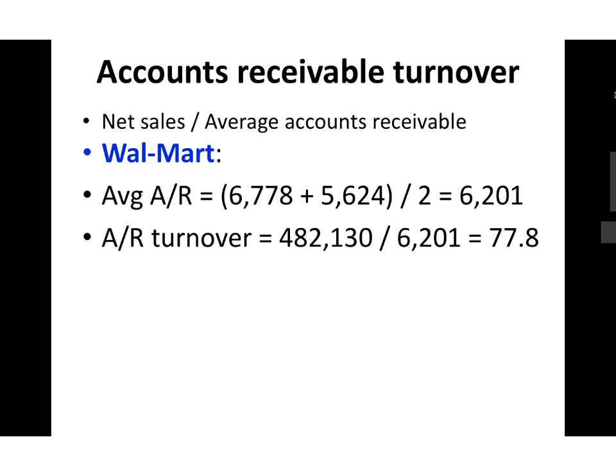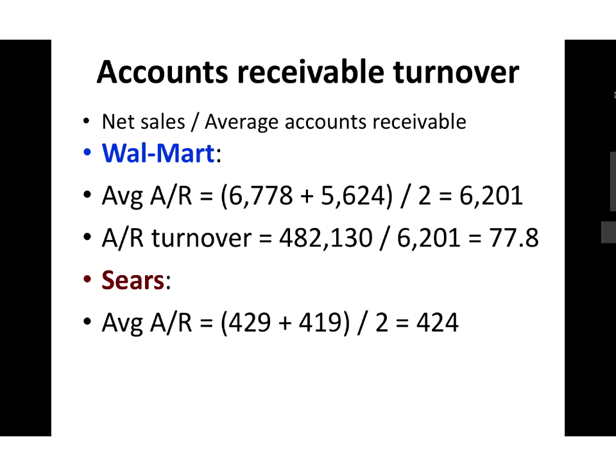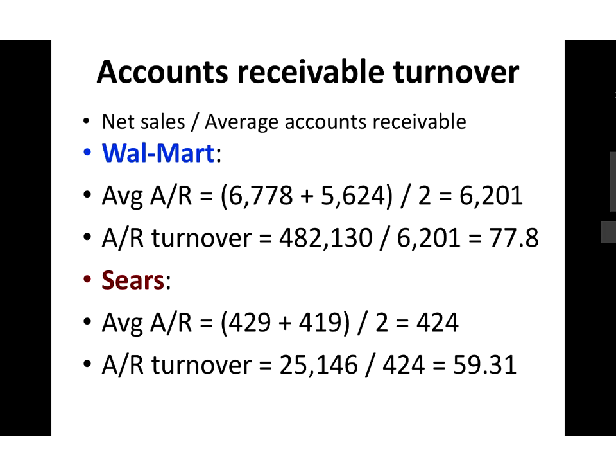Walmart is largely cash. Walmart doesn't offer a lot of credit, a lot of accounts receivable. So it would make sense that they're collecting their receivables several times a year. Sears, do the same thing with Sears, get their average accounts receivable, get their accounts receivable turnover, it's 59 times. So accounts receivable turnover, we want to turn it over and over. We want to collect fast. So Walmart's doing better there too. So Walmart's able to collect faster. So we have accounts receivable turnover, higher the better.